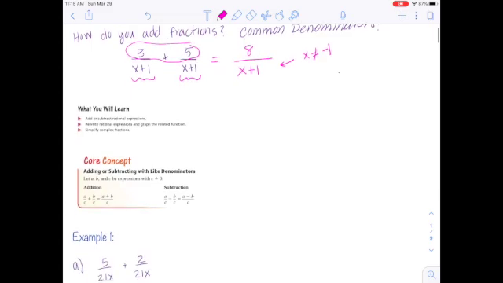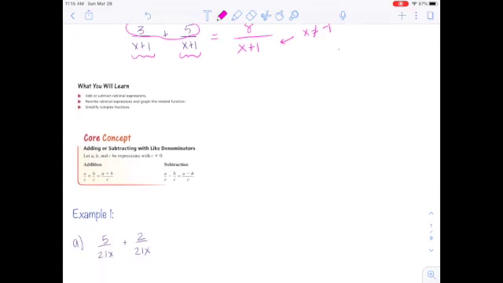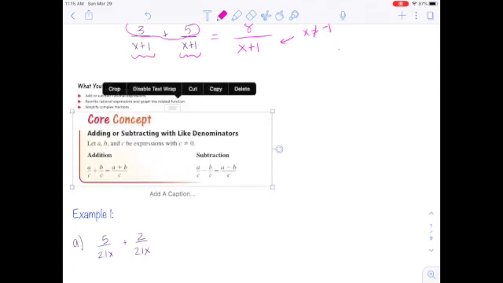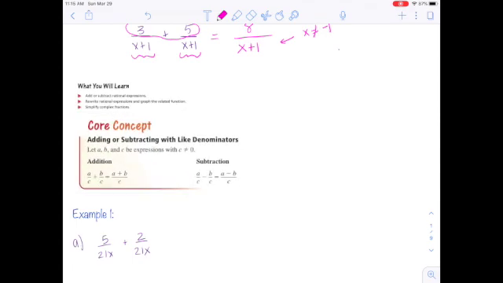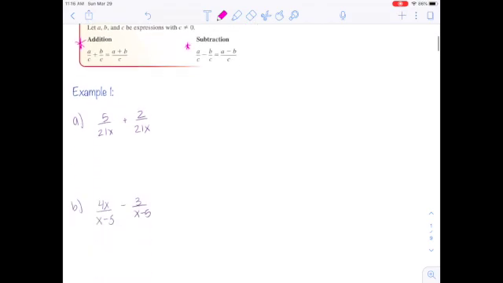So, today our core concept is to add and subtract our rational expressions. So you'll see adding and subtracting, they're super similar. If you had your addition, you find common denominators and then add your numerators. With your subtraction, you find common denominators and subtract your numerators, just as long as your fraction is defined. So c couldn't equal 0.